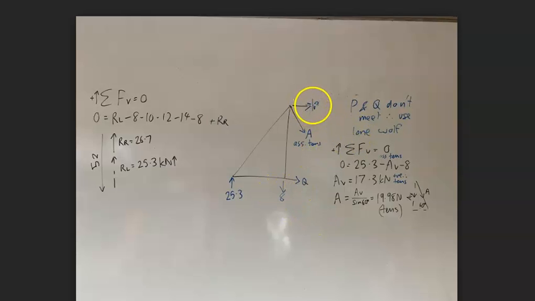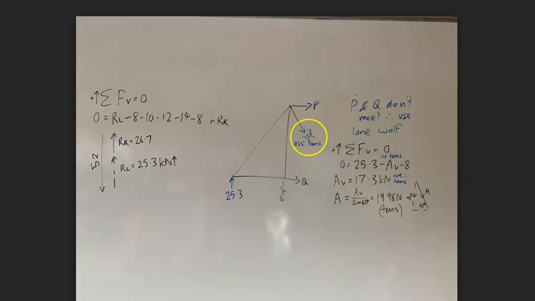Okay, so first thing I've done is I've labeled all of the cut members. Whenever I don't have a name for a member, I call them P and Q. And in this case, P and Q don't meet, so I'm using the lone wolf. The lone wolf means that we're going to use the sum of the forces vertically or horizontally. Because A is the only one that has a vertical component, A is going to be the lone wolf in this case, and it's going to be the sum of the forces vertically.